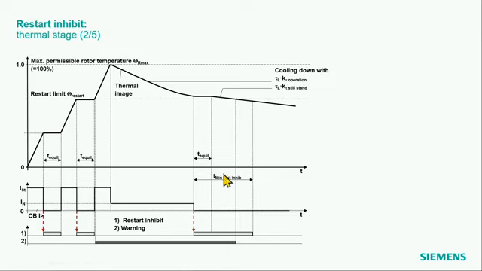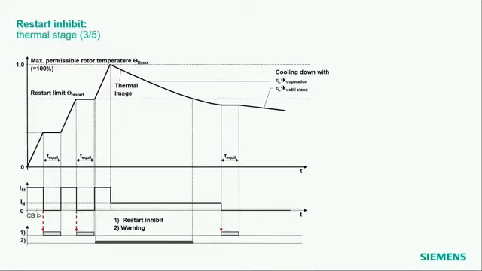And now you see in that case, this restart inhibit minimum timer is longer than the time we need to cross this temperature again. So then this one wins. And this is then the time where the motor cannot be started, because this minimum timer is now longer. And you see the warning signal disappears exactly when we cross this line here, and the temperature is then again lower than the restart limit temperature.